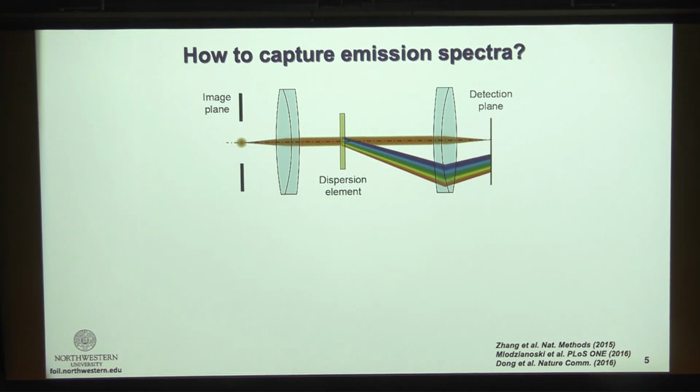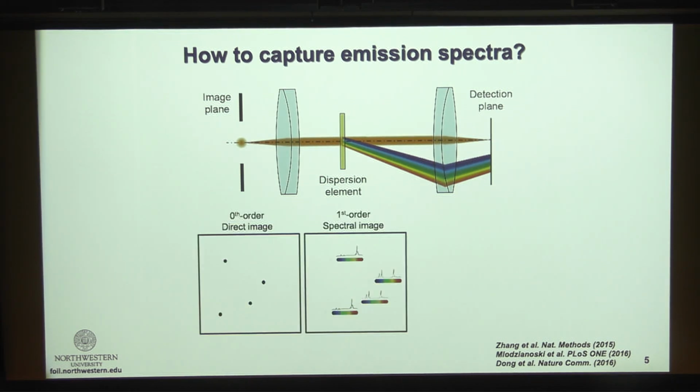And these two we capture by the same camera at the same time. Because this is a stochastic process, we have to capture that at the same time. Otherwise, there's no way back. It's a random process. So what we have, a zero-order image, reflects the typical location of the molecules.